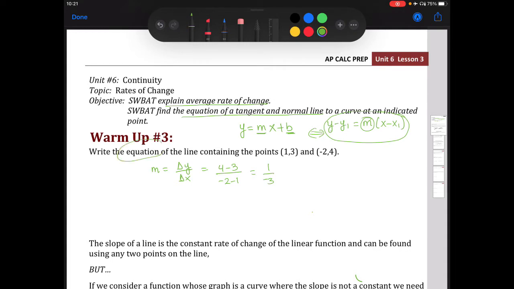So I need to write the equation. Now that I found my slope, all I need is the equation. You can pick any of the 2 points. It does not matter. So I'm going to do y minus 3 equals, my slope is negative 1 over 3, times x minus 1. If you were to simplify it, y equals negative 1 over 3x plus 10 over 3. So either one is fine. Most likely, you can just leave it in this form.